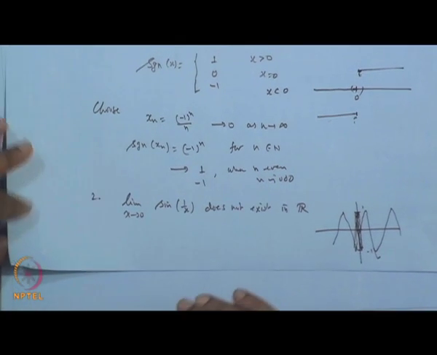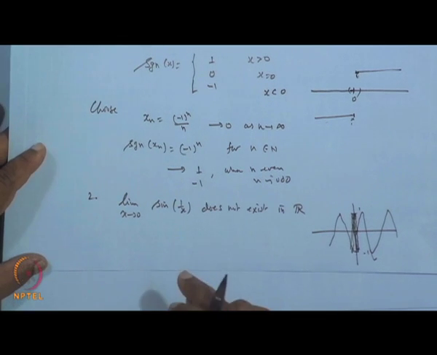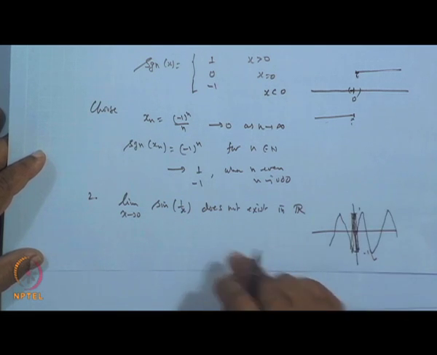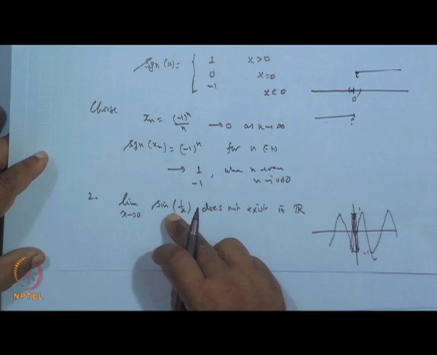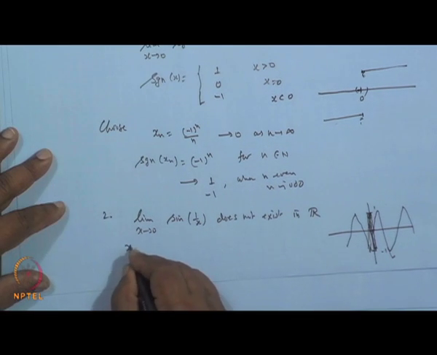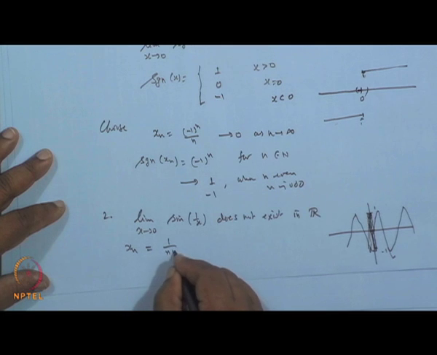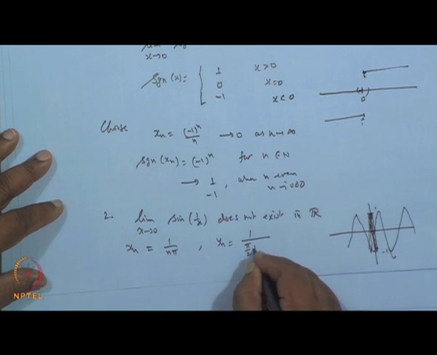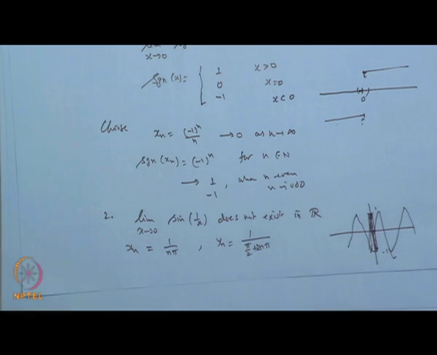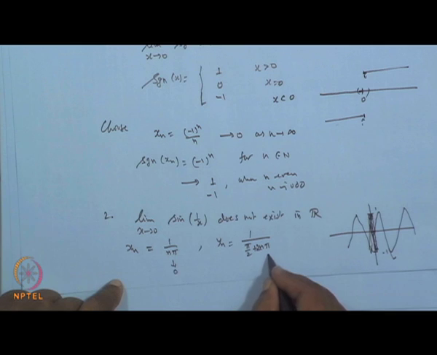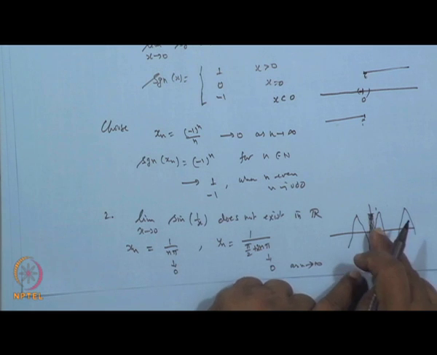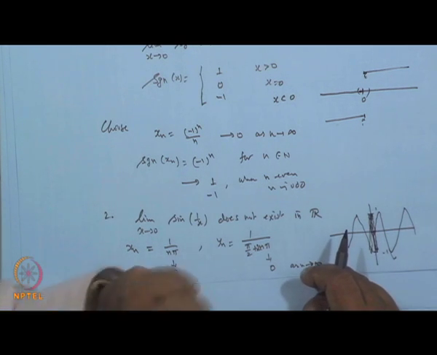We are claiming this limit does not exist. It means if along two different paths the limits of the sequences have different values, and both paths are tending to 0, then obviously the limit will not exist. So let us choose x_n to be 1 by n pi, and another sequence y_n as 1 by (pi by 2 plus 2 n pi). Both are tending to 0 as n tends to infinity. So these sequences are converging towards 0, that is mod of x_n minus 0 is less than delta.